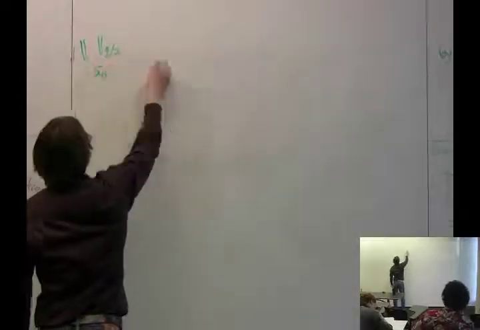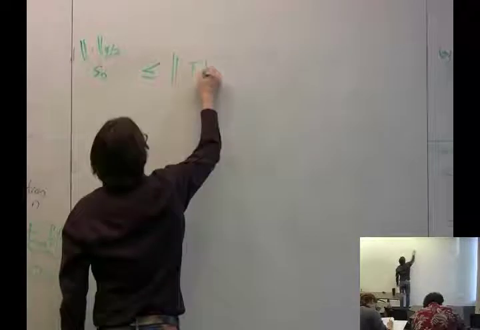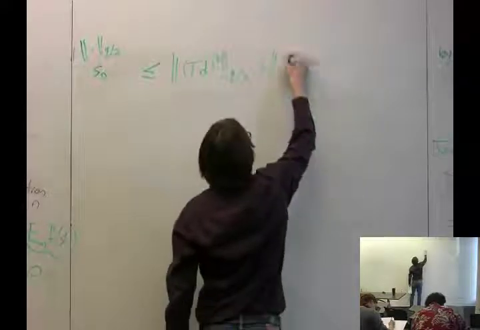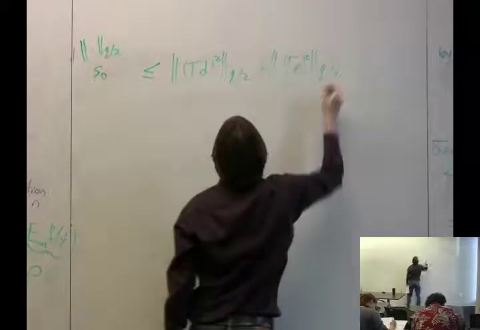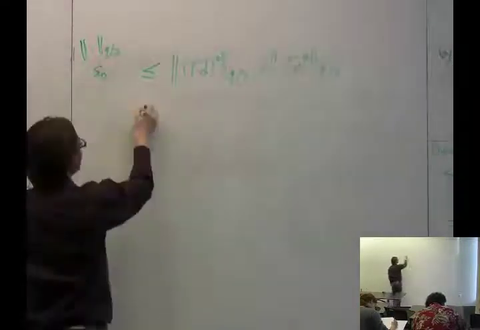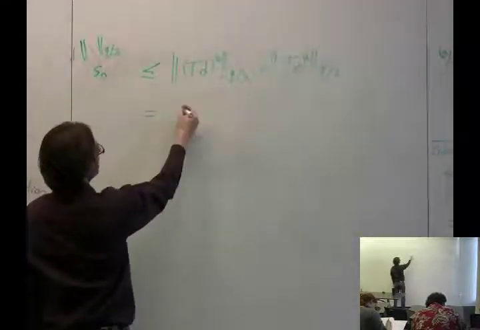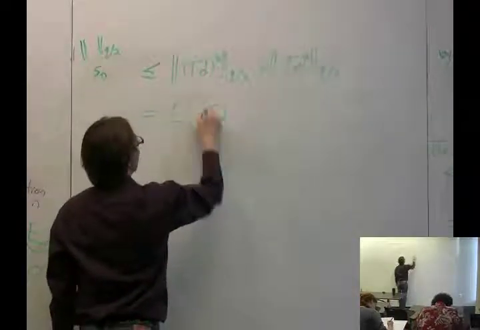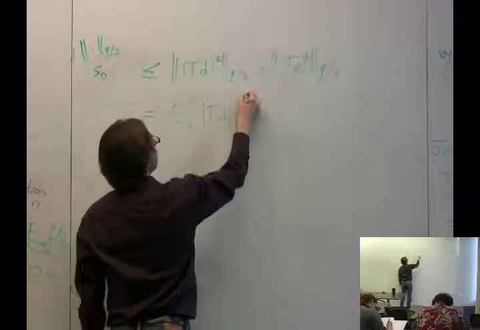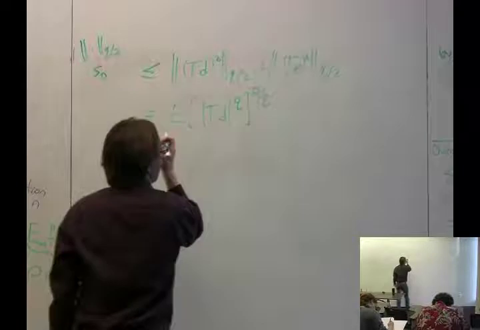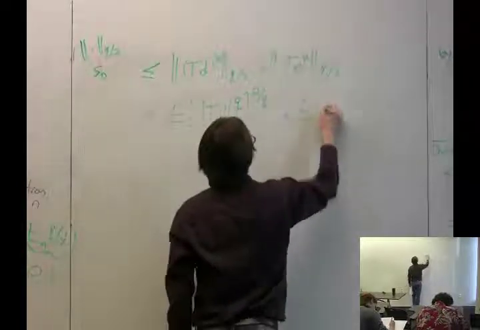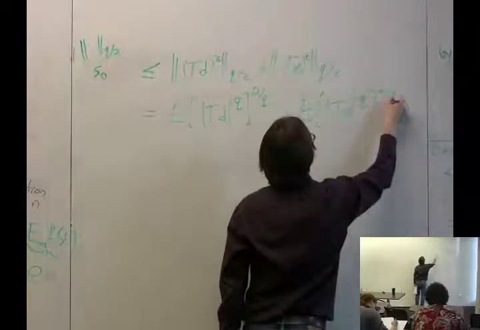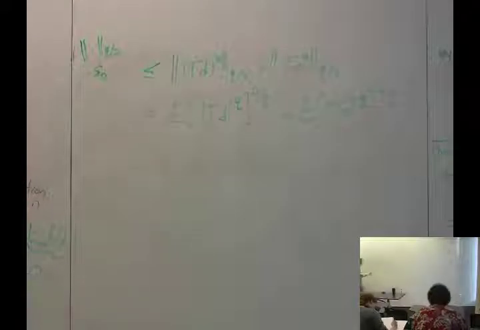Okay, so continuing, this is at most T_d squared q over 2 plus T_e squared q over 2. Now let's just continue messing around. Okay, what's the q over 2 norm? It's the expected value of the thing on the inside to the q over 2. So that's the expected value of T_d to the q, to the 2 over q, plus the expected value of T_e to the q, to the 2 over q. Is that right?